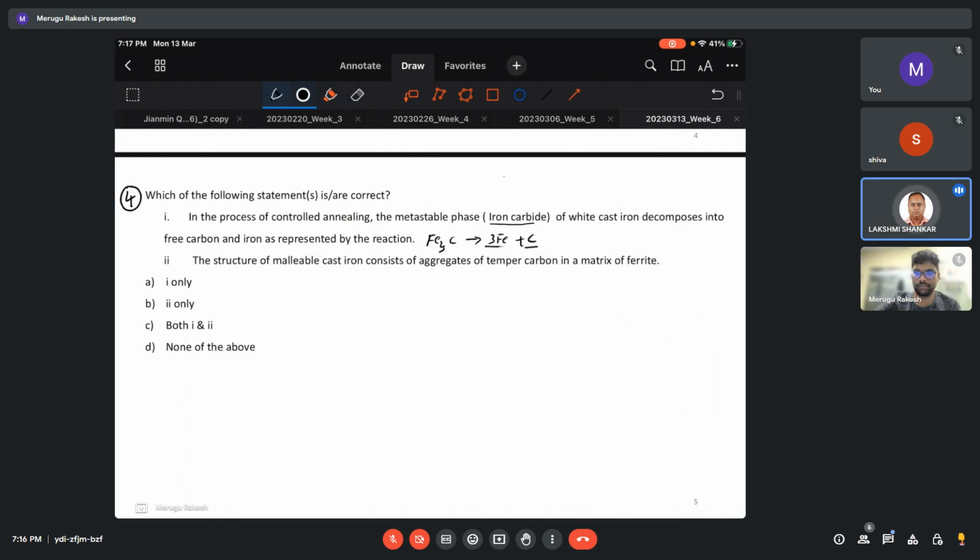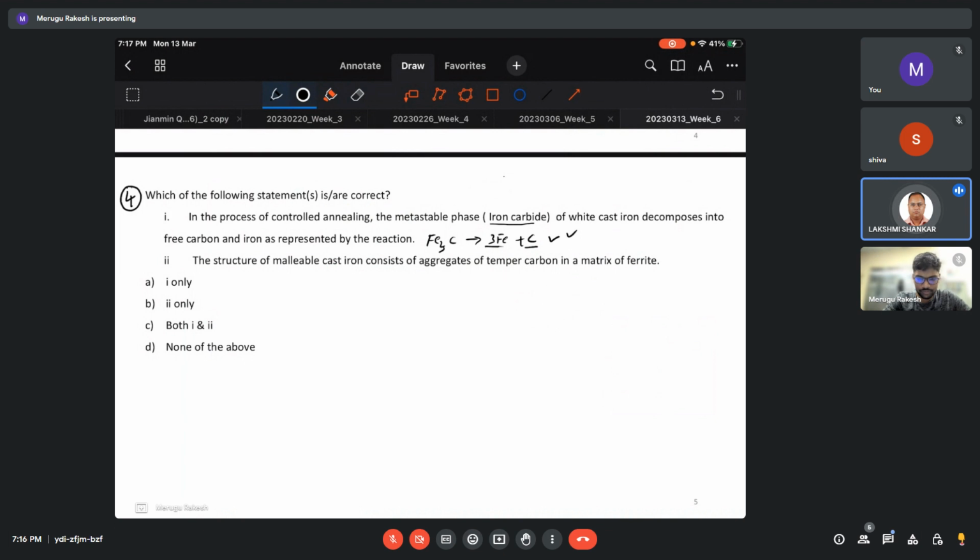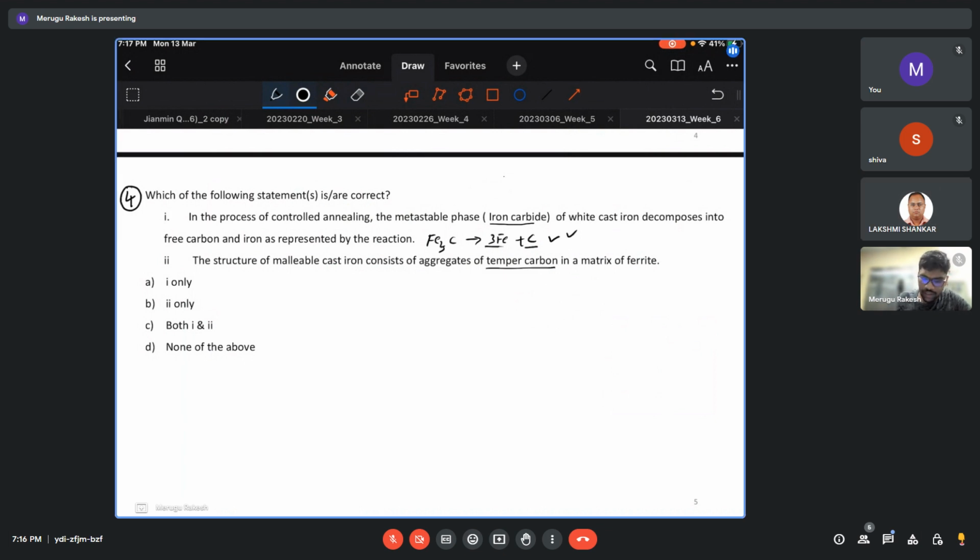So I think, sir, the first statement is correct. Second, I don't understand. So the second statement. Temper carbon means, sir. It is just a kind of synonym. Right, sir.